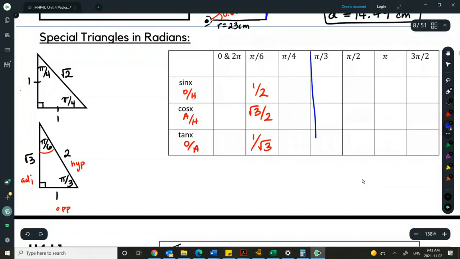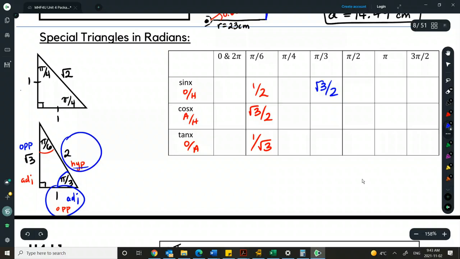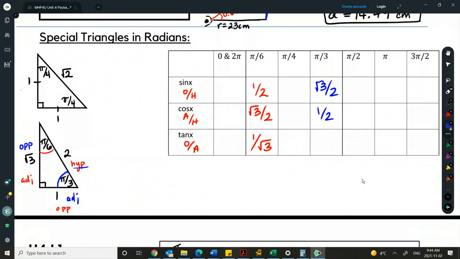Okay, let's do the pi over 3 section. If I choose pi over 3 as my reference angle, this now becomes opposite, and this becomes adjacent. This will stay as hypotenuse, right? That will be the same no matter what our reference angle is. So sine of pi over 3 is opposite over hypotenuse, root 3 over 2. Cosine is adjacent over hypotenuse, 1 over 2, not root 2. And tan is opposite over adjacent, root 3 over 1. That will just reduce to root 3.